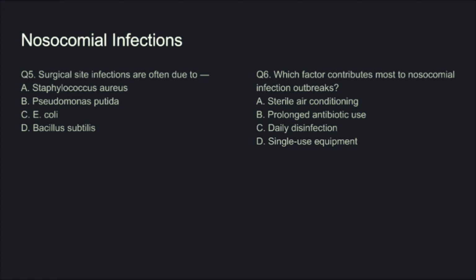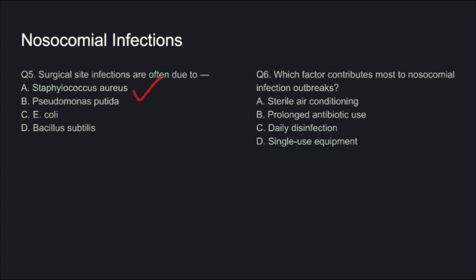Now, question number 5. The surgical site infections are due to. Options are A, Staphylococcus aureus, B, Pseudomonas putida, C, E. coli, D, Bacillus subtilis. So the correct answer for this question is option A, Staphylococcus aureus.